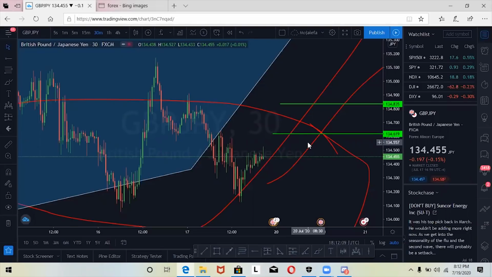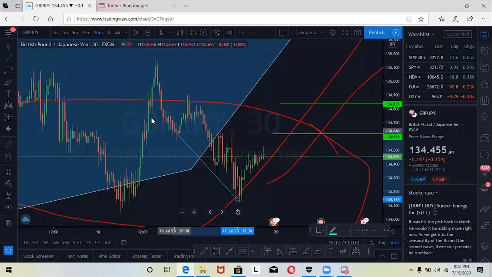Now we're getting into the part of risk management. So this is what I do. If I'm to trade this, let me quickly analyze it. Where's my trade?